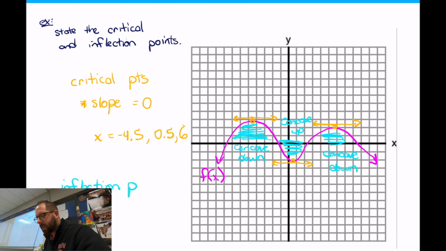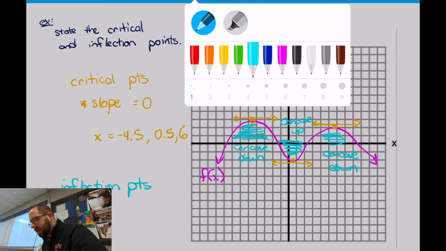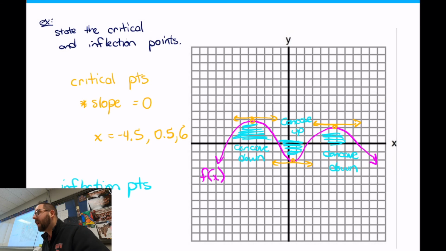On our x-axis, in this case, it's probably about right in this range. There's an inflection point right in there, and probably about right in here again, because it changed from concave up to down. That's an inflection point. It changes direction. Now, how we find these points, that's where the second derivative comes in. It tells us what those points are.